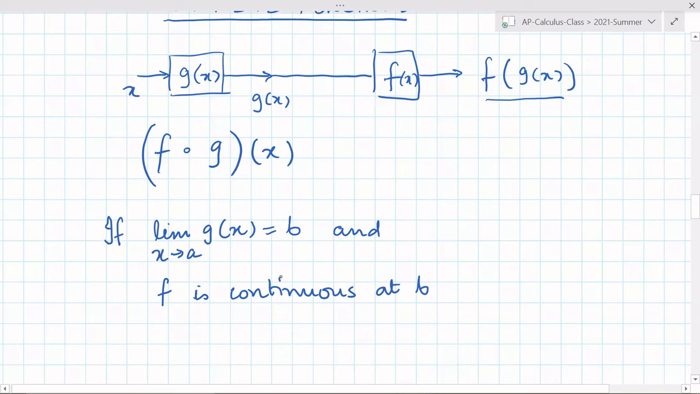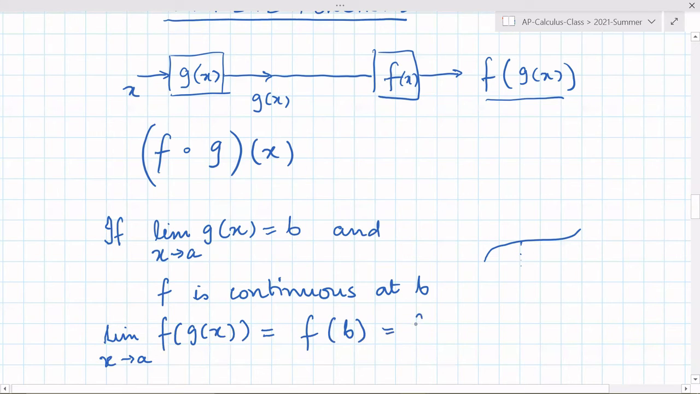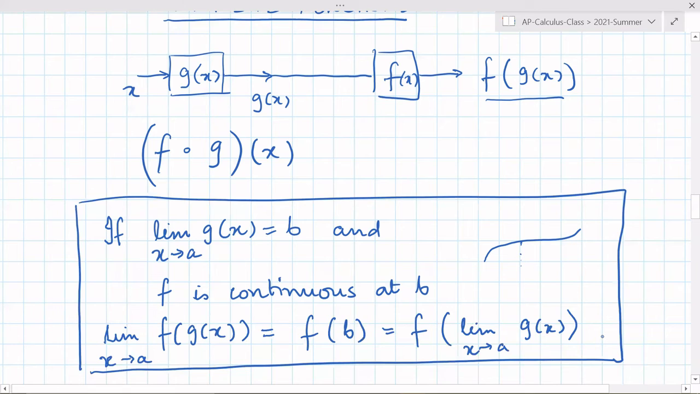We will learn about continuity shortly, but what we can understand as continuous is if the graph looks unbroken, there is no hole or no asymptote. You could draw the graph without lifting the pen, for example, then it is continuous. At b means at a particular value of x. So if we know that limit of g of x as x approaches a is b, some value b, and f is continuous at that value b, then we can use this result to find the limit. So limit f of g of x as x approaches a is f of b, which is same as f of limit of g of x as x approaches a. So this result can be used to find the limit of a composite function when these conditions are satisfied.